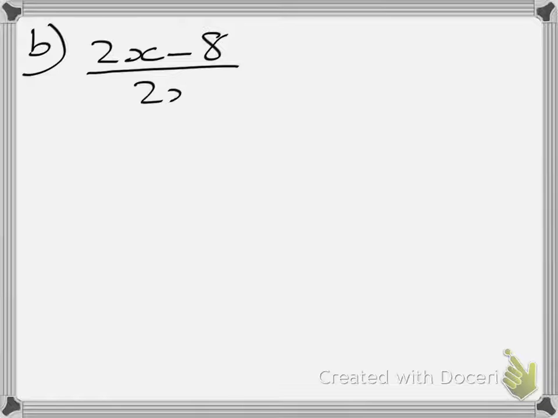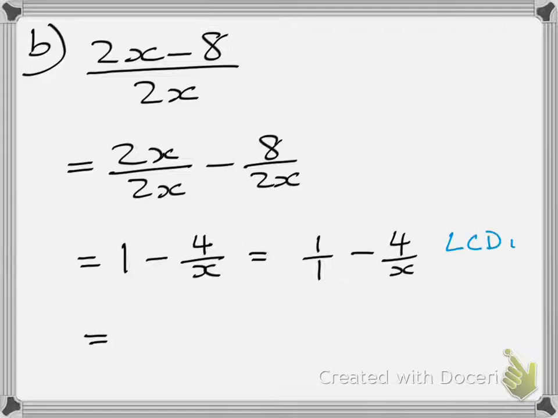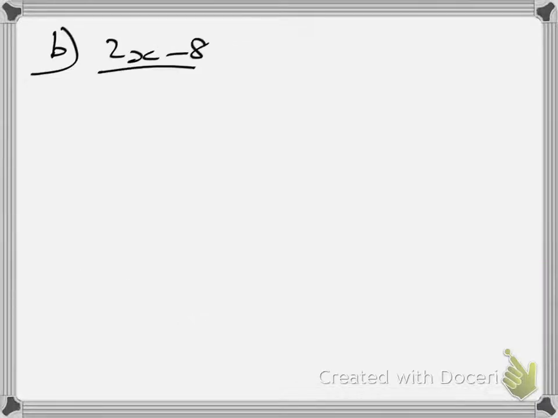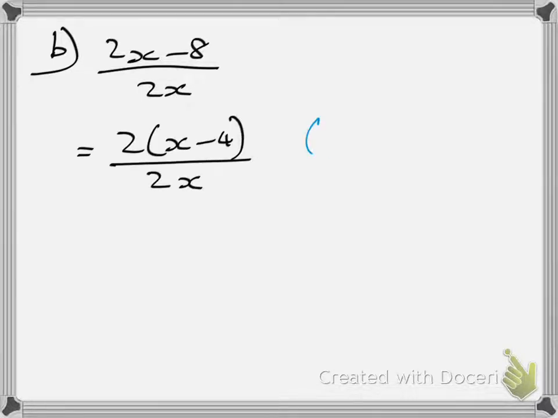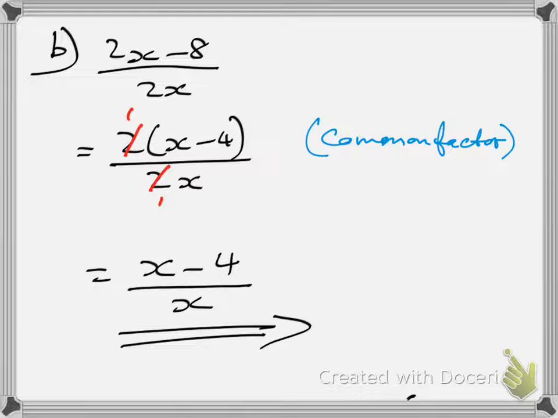B, you were given a binomial being divided by a monomial. There, you divide each term by the denominator. You can stop right there, but we can further find the LCD, so we write it as a single fraction. So it becomes x minus 4 all over x. Another method we can use is factorization, where we factorize 2 as the common factor there. And then you can divide, and you are left with x minus 4 all over x as the final answer.